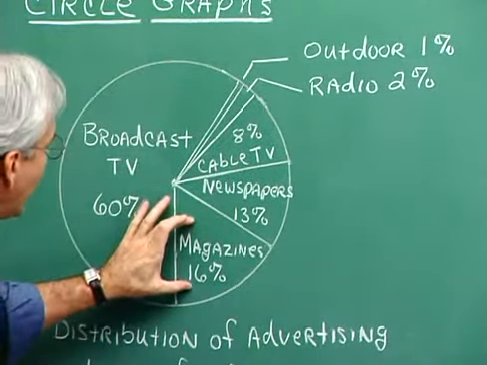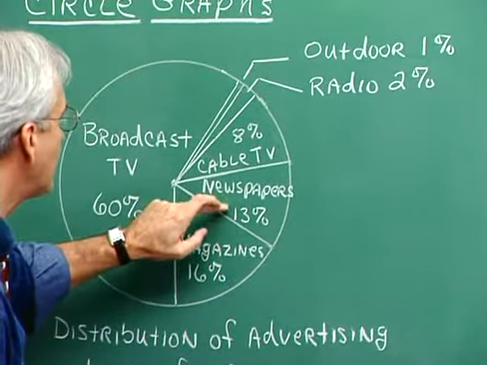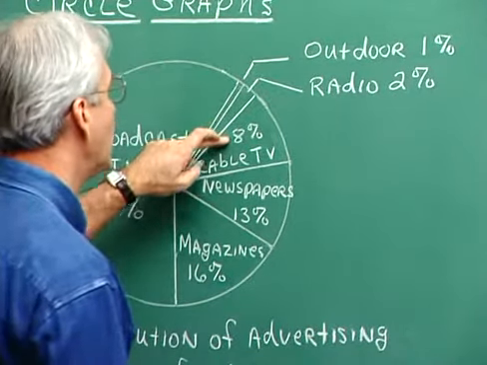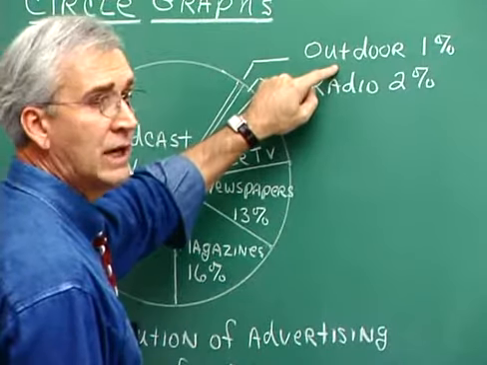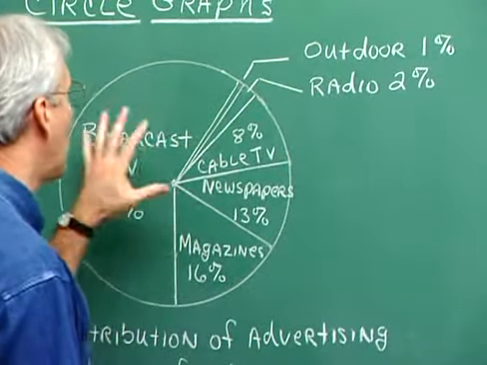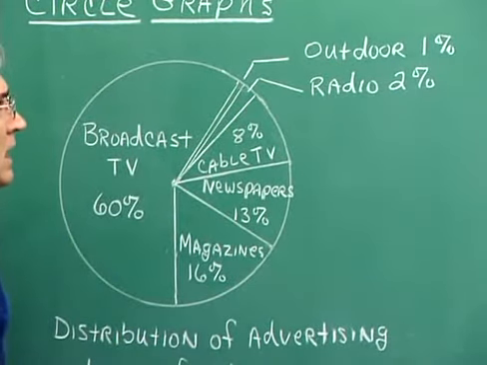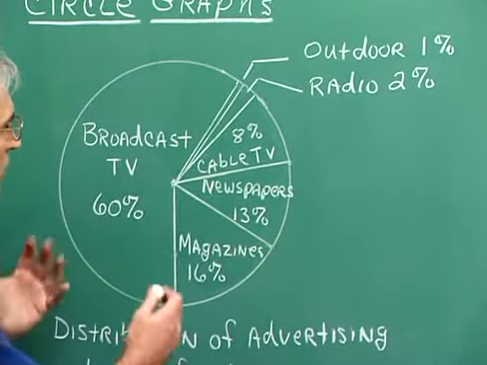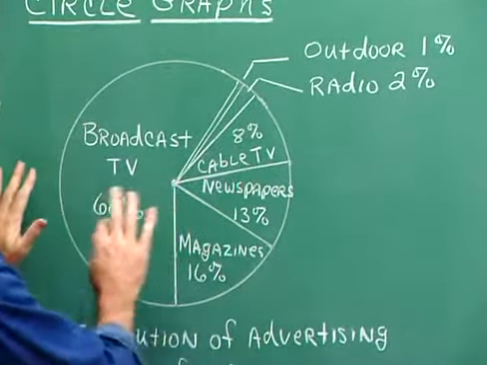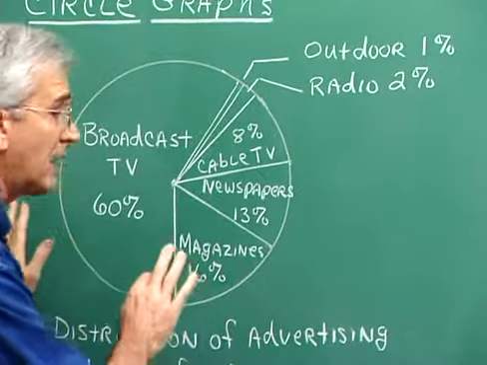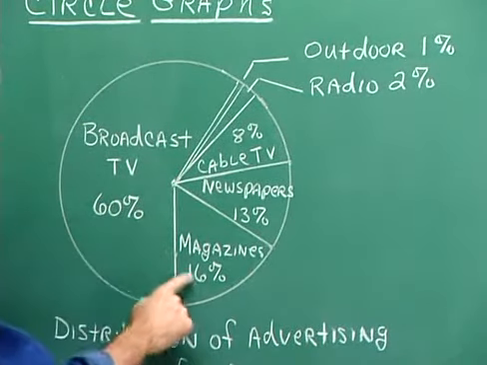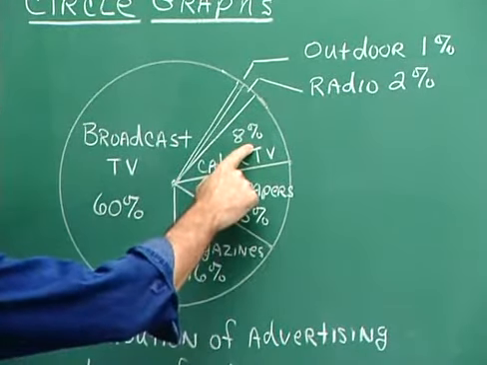And we see here magazines 16%, newspapers 13%, cable TV 8%, and radio and outdoor advertising consume the other part of the total. Now, although it's easy to see a lot of relationships here, sometimes we need to figure a few things out. And do notice that percents are used in this particular circle graph.